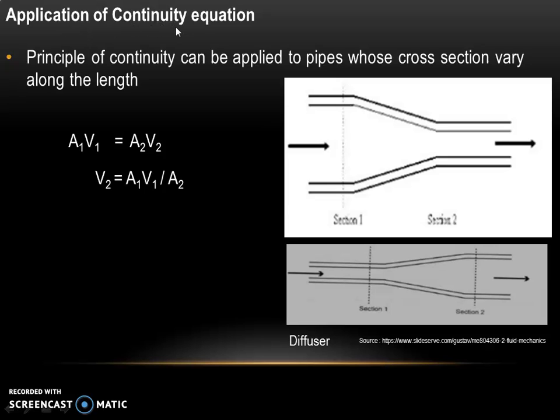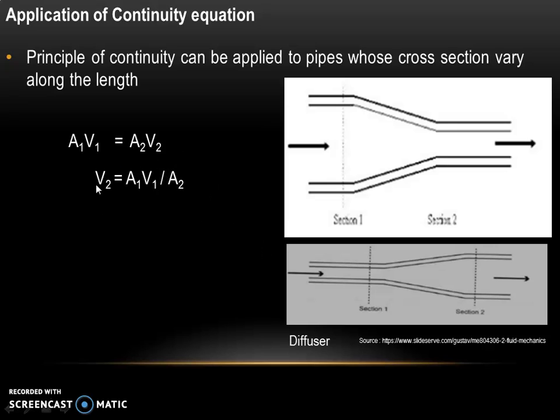And this continuity equation can be applied to pipes whose cross section varies along the length. So here we can see the pipe of varying diameter. So at section 1, if the diameter is D1, at section 2, the diameter of the pipe is D2. So it is a converging pipe. Diameter is decreasing along the length. If we use continuity equation, that is A1 V1 is equal to A2 V2, we will be able to find velocity at section 2 by using equation V2 equal to A1 V1 divided by A2.